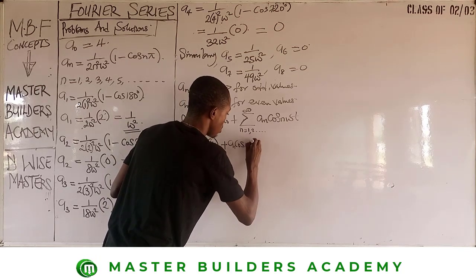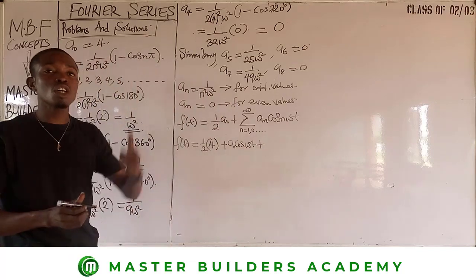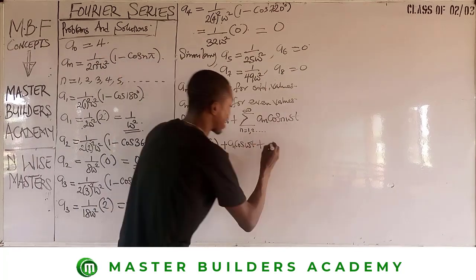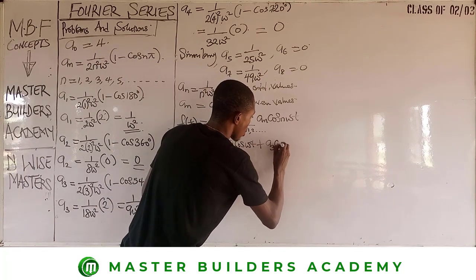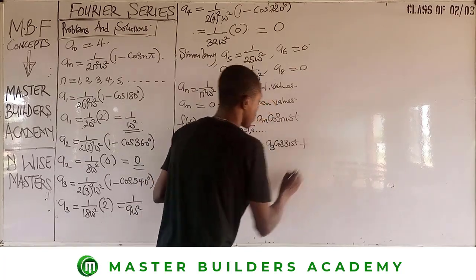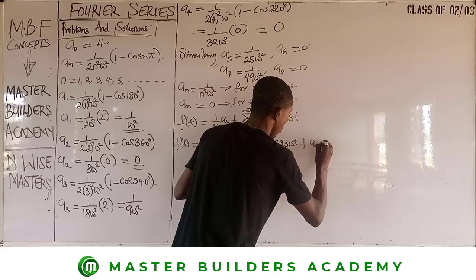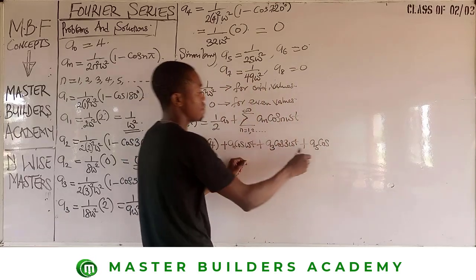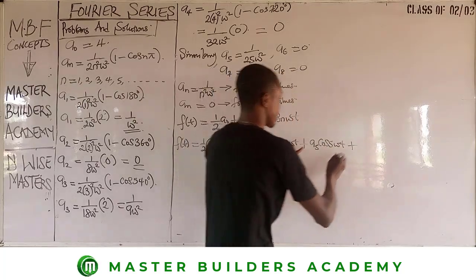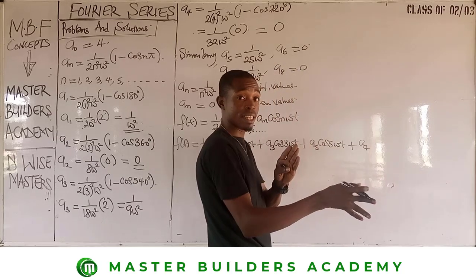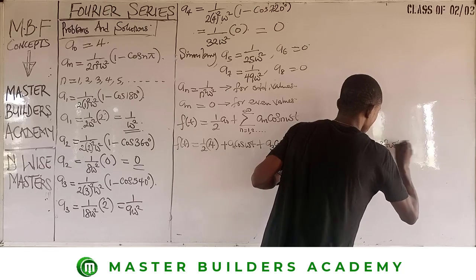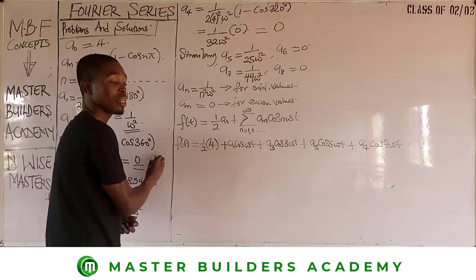So plus a2. But because a2 is 0, a4 is 0, I will just go with the ones that have values. So I will jump to a3 cos 3 omega t plus a5 cos 5 omega t plus a7. I will jump a6, being an even number again. Then I have cos 7 omega t. This is what we have.